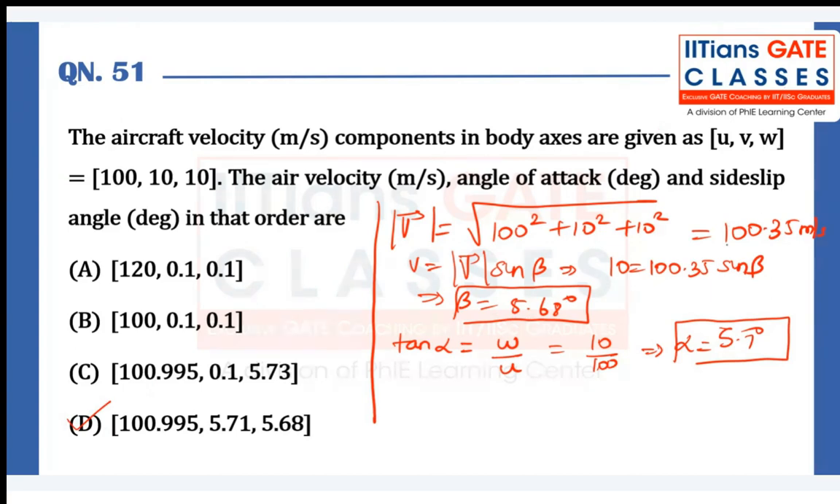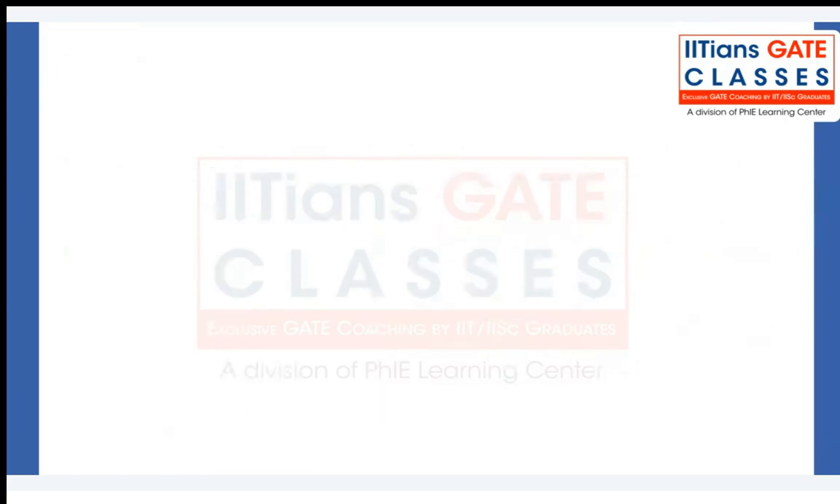Right. But just check this value. I think I made a mistake in here because it only agrees with 100.995. But nonetheless, you can just check it out and let me know. Even if it's wrong, the other values are agreeing in here. So if angle of attack is 5.7, and this is 5.68, the only option that is applicable is this one. Okay. Fine. Let's go to the next question.